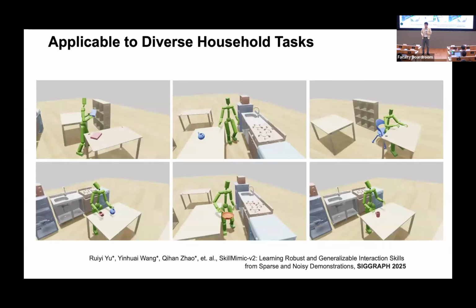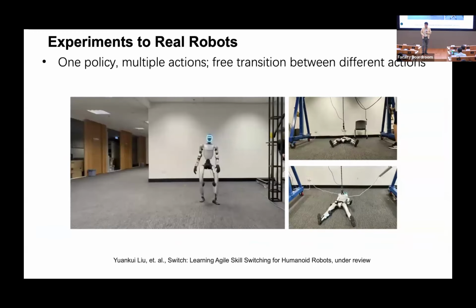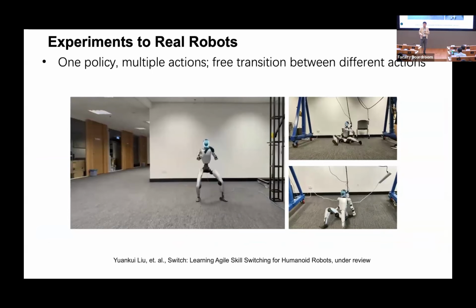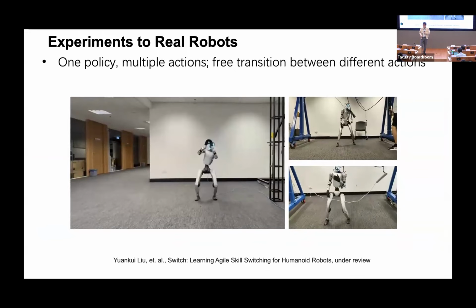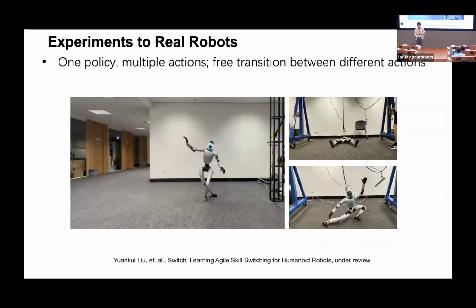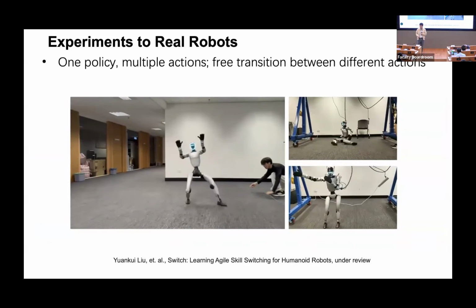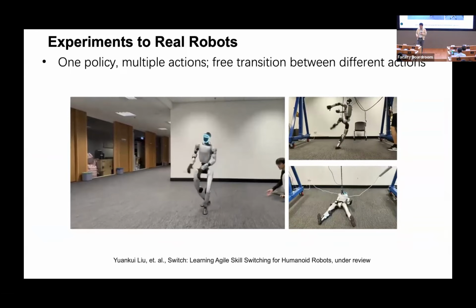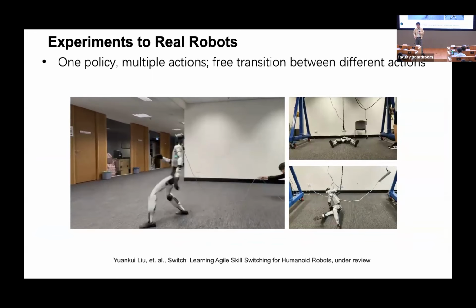We also try to generalize it to more general skills other than just basketball. It can also be applied to household tasks. My students are right now trying to make this method work on real robots. On the left, it's just for fun. It's a dancing example that trained the robot to dance. But on the right, it's the technique we are focusing on.